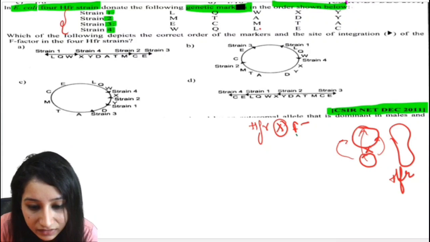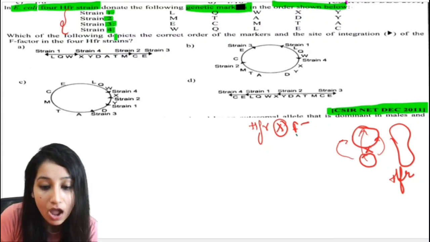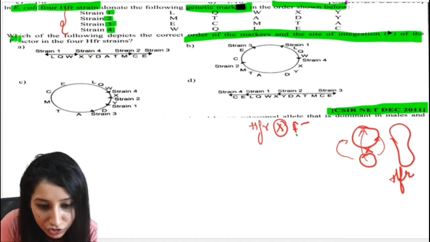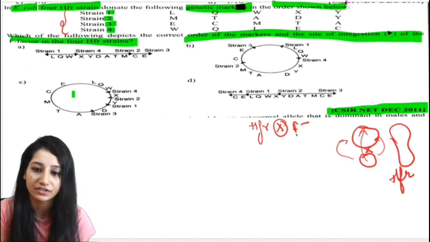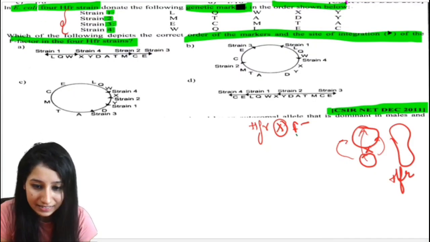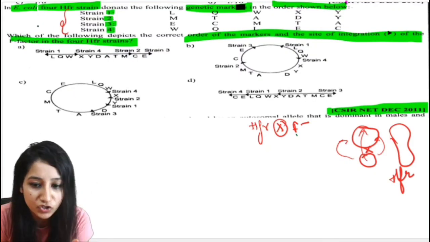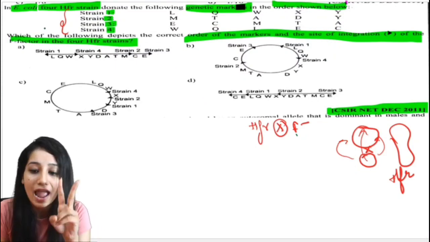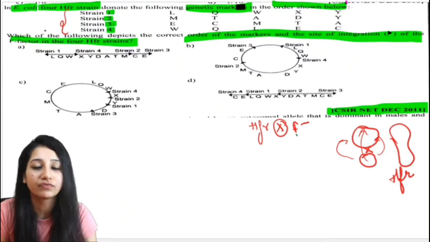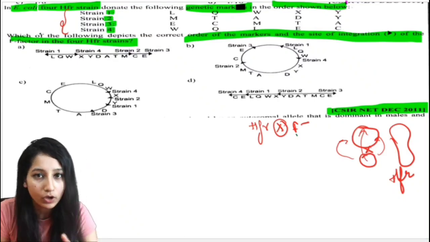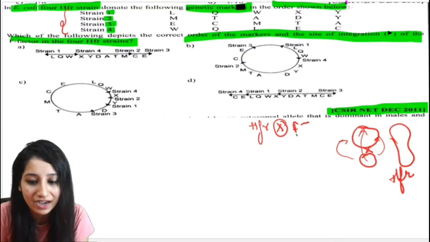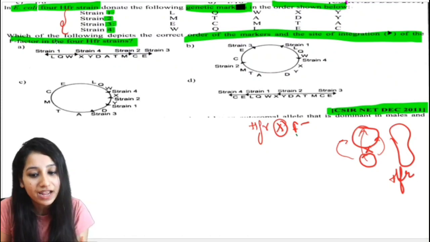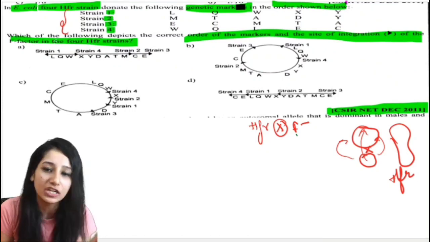Okay, so by seeing this, what we have to tell is which of the following depicts the correct order of markers and the site of integration of the F factor in the 4 HFR strains. So we have to tell the order of the genes in the chromosome of E. coli, that is one thing, and the second thing is where the F factor is attached. So 2 things we have to see. The F factor in all 4 strains will be attached at a different location, and we have to see that in the gene mapping.